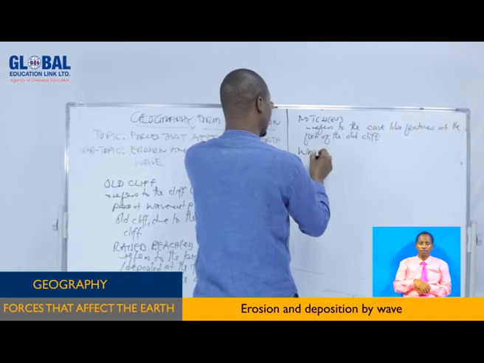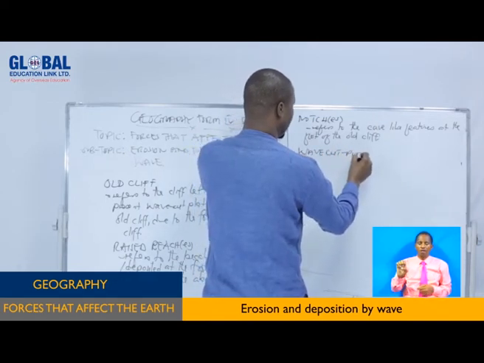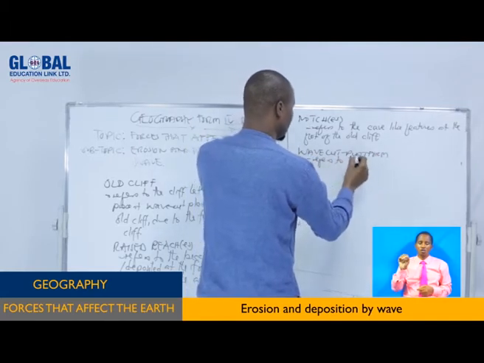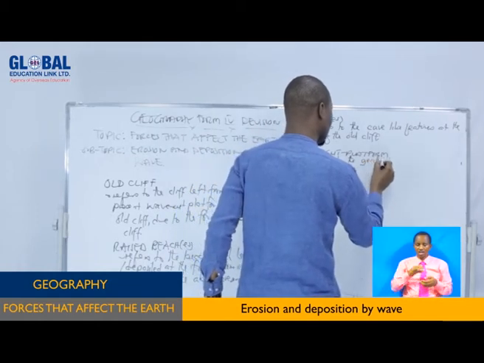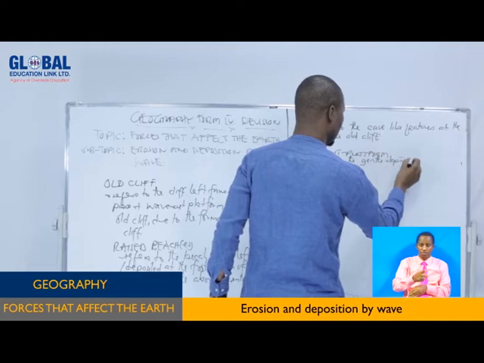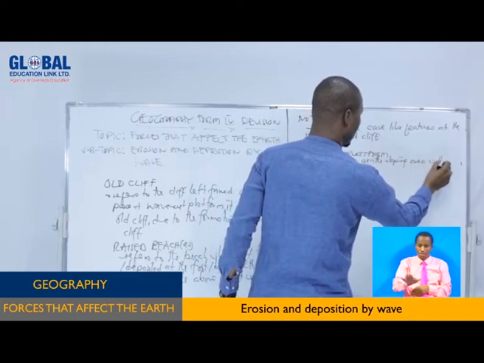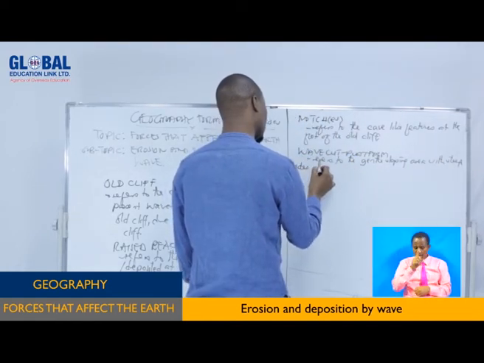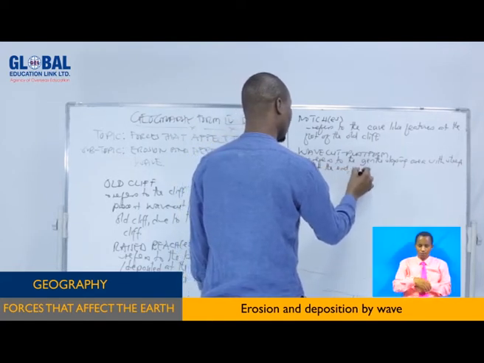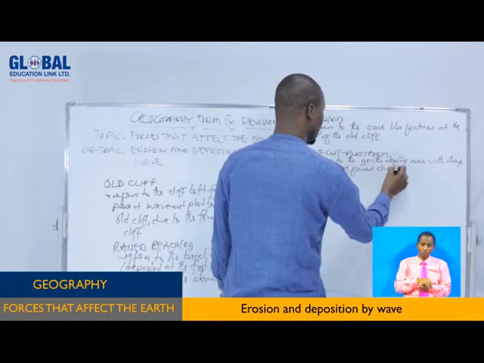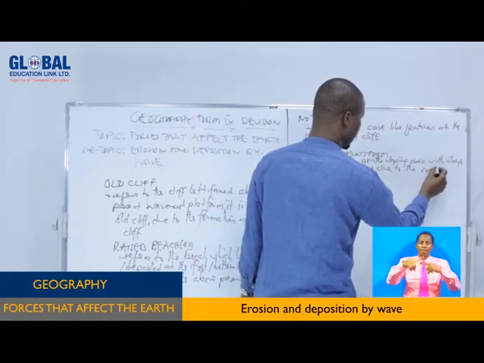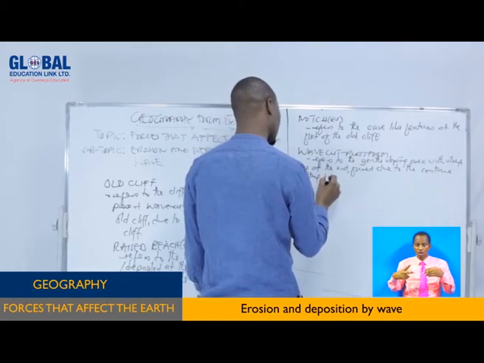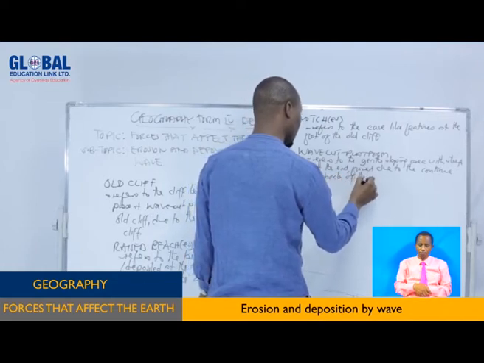Then we have the wave cut platform. We say it refers to the gentle sloping area with steep sides at the end, formed due to the continual cutting back of the old cliff.